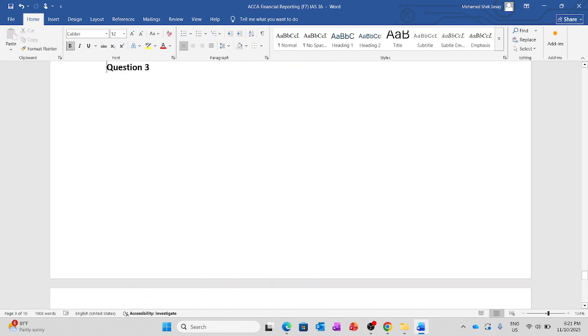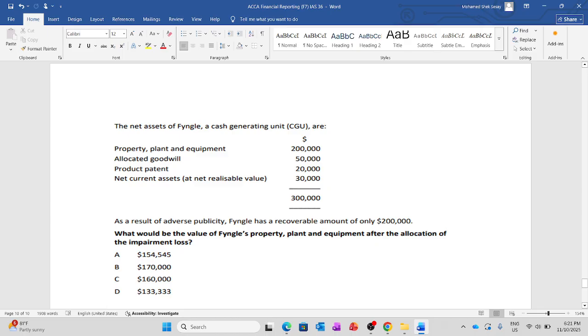So also we are going to look at this cash generating unit, very important. And let's look at the question. What will be the value of F's property, plant and equipment after the allocation of impairment loss? We have property, plant and equipment, 200, allocated goodwill, 50, product patent, and net assets at net realizable value. As a result of adverse publicity, F had a recoverable amount of only 200.